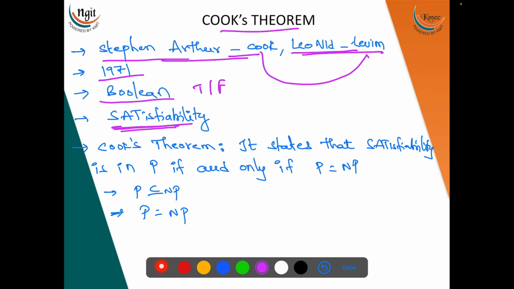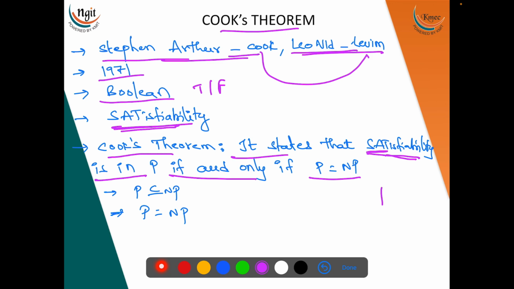Now, what do you mean by Cook's theorem? The definition of Cook's theorem is that it states: satisfiability is in P if and only if P is equal to NP. In the previous video, we covered the satisfiability problem, what it is. Simply, you can call it the SAT problem or satisfiability problem.